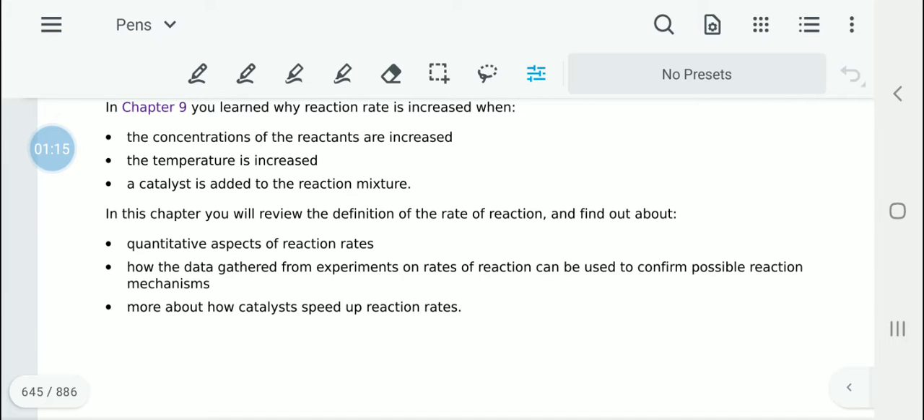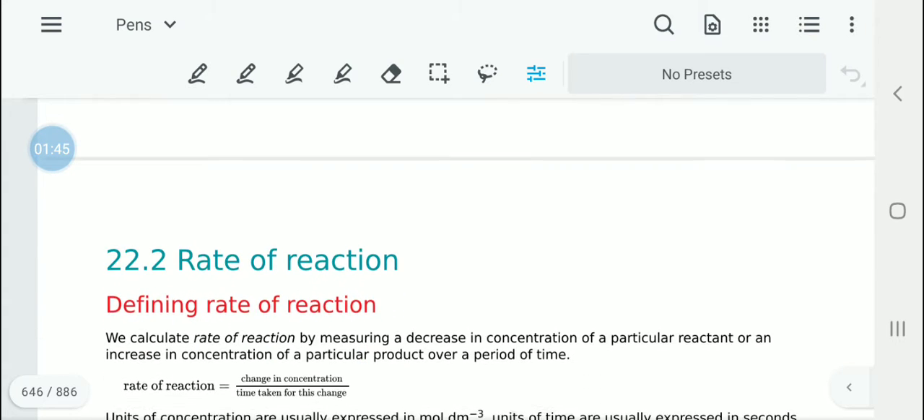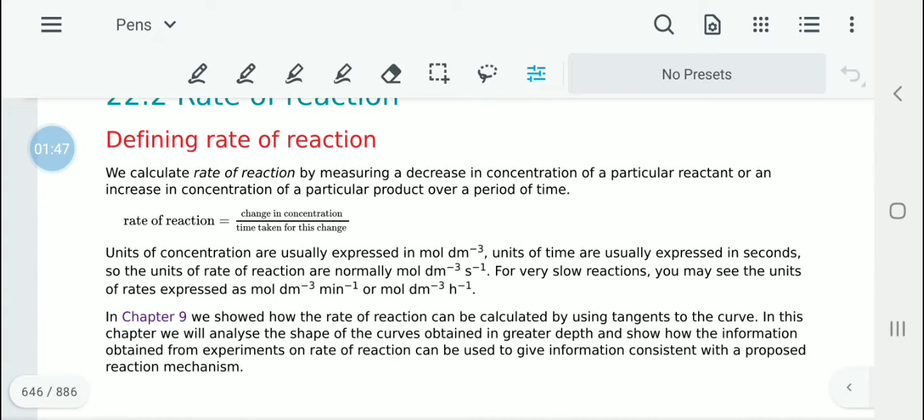Now in this chapter we are going to figure out how this rate of the reaction is increased by these things. So why is the reaction rate increased when we increase the concentration? What effect does the temperature have? So like that we are going to figure out what they do, and also we will be learning in detail about catalysis. With that in mind, let's move to the rate of the reaction.